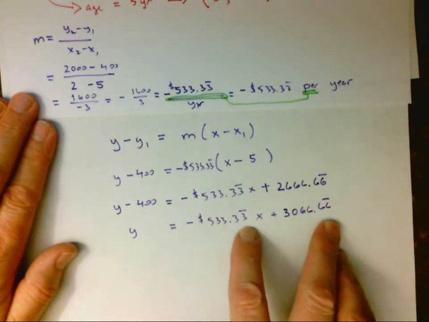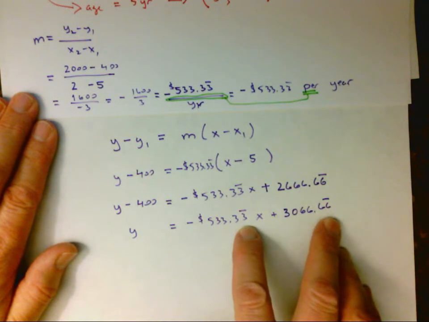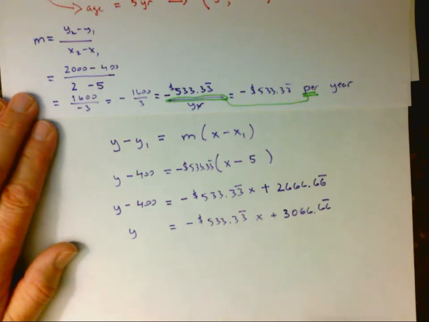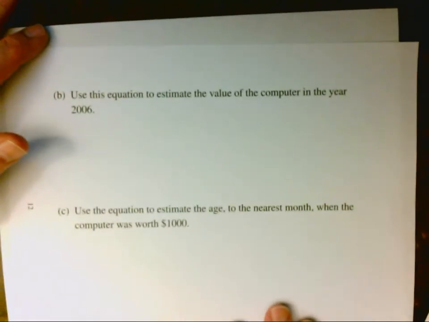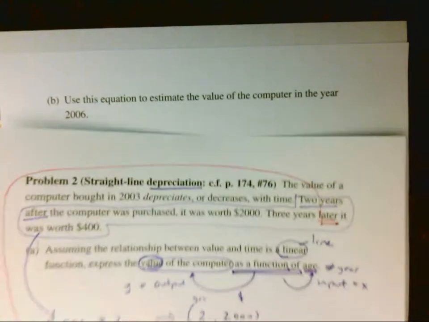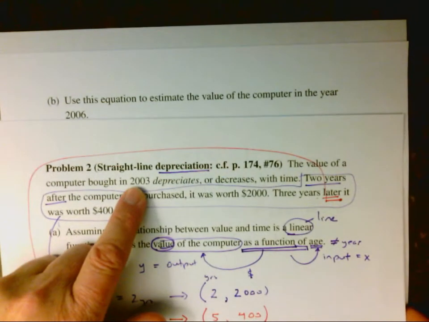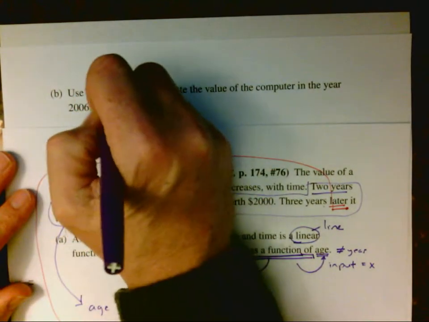So if it's not any more effort than this, I just leave the things with infinite precision, and then when it gets down to getting a final answer, I know that I've not built in any internal round-off error. So that takes care of part A. We move on to part B. Use this to estimate the value of a computer in the year 2006. So we have to go back to the original statement of the problem. The computer was bought in 2003. So in 2006, the computer is now 3 years old.